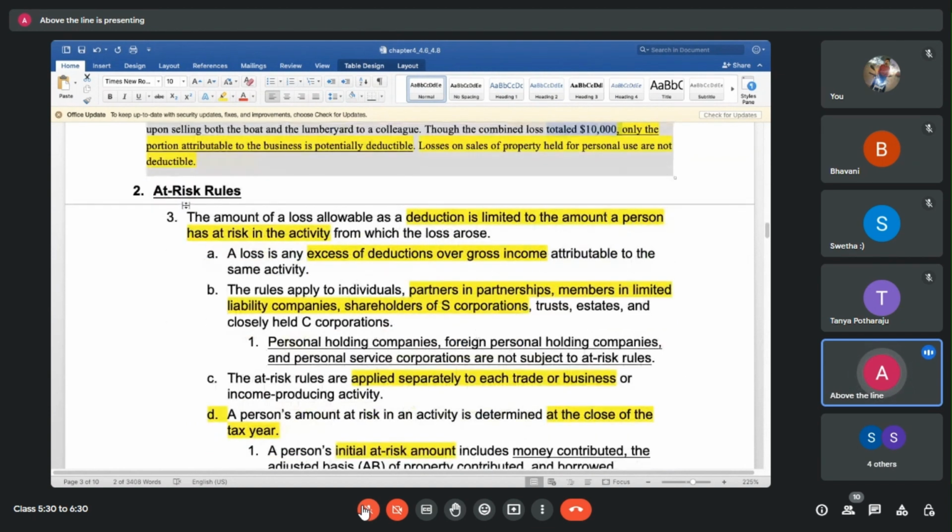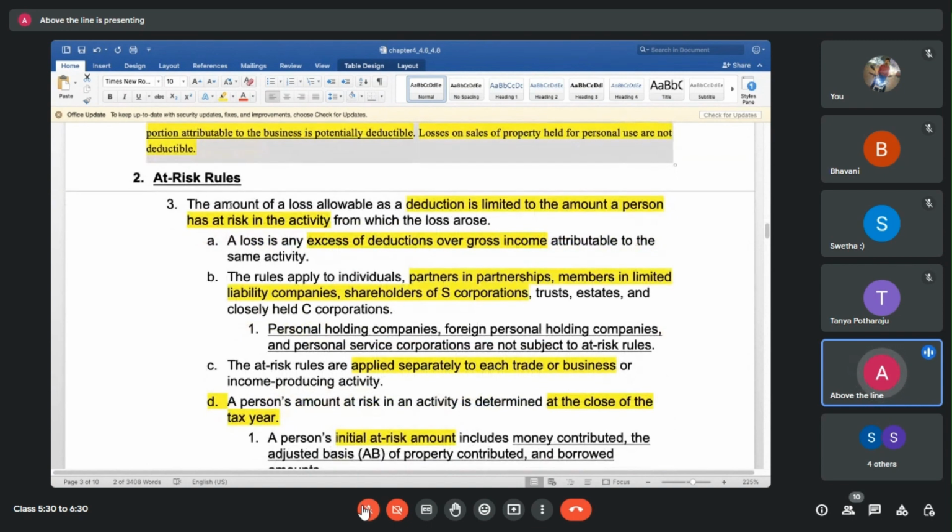Let's look into at-risk rules. So let me read this. The amount of a loss allowable as a deduction is limited to the amount a person has at risk in the activity from which the loss arose. So usually we have to see what is the amount that has been put at risk in that particular activity. This is very important because this is all related to K1s. When we receive a K1 from an S corporation, LLC, or any pass-through business entity, at-risk rules will come up.